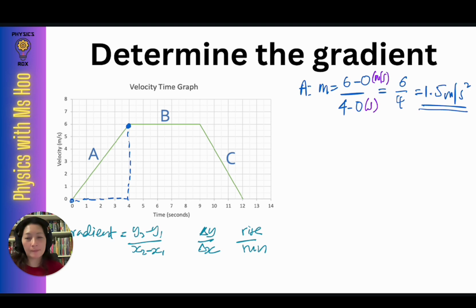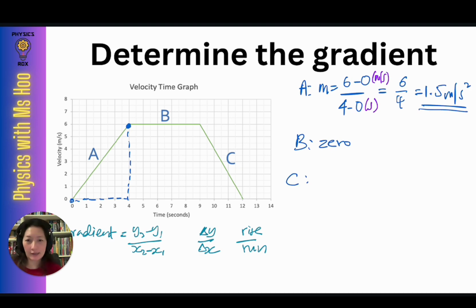Now let's look at B. B is a flat horizontal line that's parallel to the x-axis. So if you know your maths, obviously a flat line parallel to the x-axis is 0 gradient. So we're not going to calculate that because we already know it's 0, right? So I'm just going to write here 0.